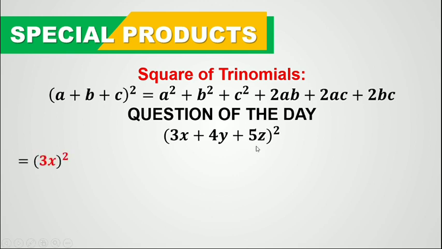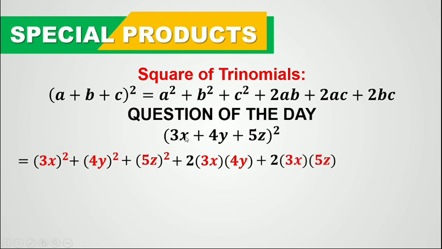Again, the first step is to square the first term. So quantity 3x squared, plus the square of the second term, plus the square of the third term, plus twice the product of the first term and the second term, plus twice the product of the first term and the last term, and plus twice the product of the second term and the last term.